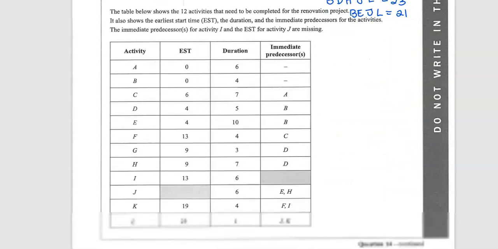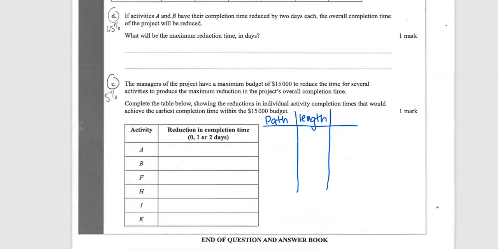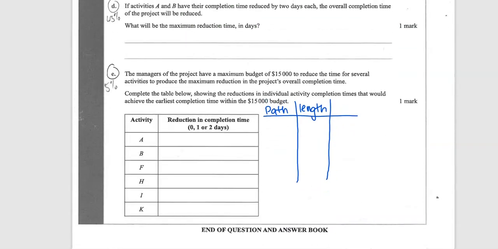So what I'm going to do is I'm going to pop them down here, just again. We got, so A, C, F, K, L was 22. A, C, I, K, L was 24. That was the critical path because it's the longest. B, D, G, I, K, L was 23. B, D, H, J, and L is 23 as well. And B, E, J, and L is 21.